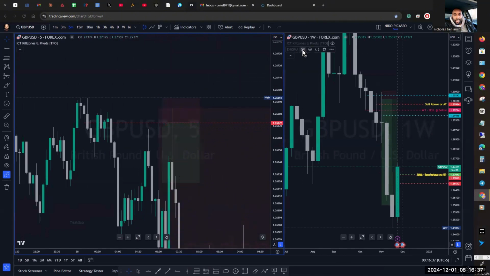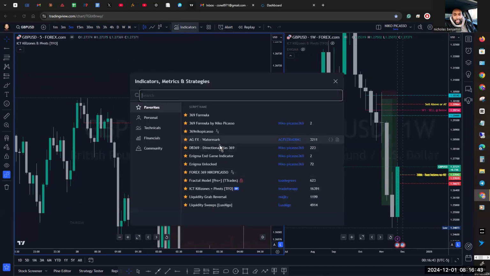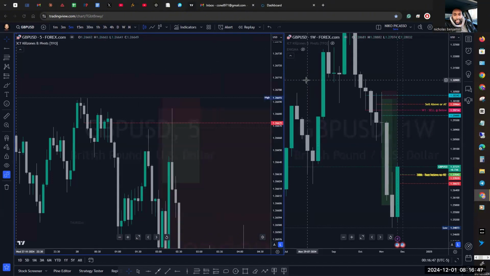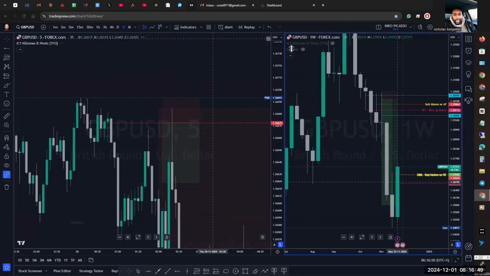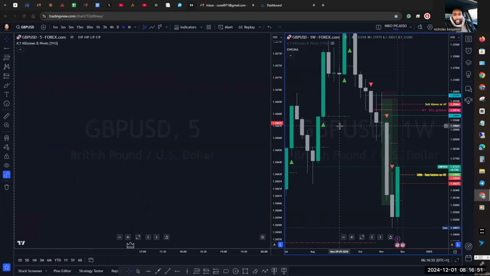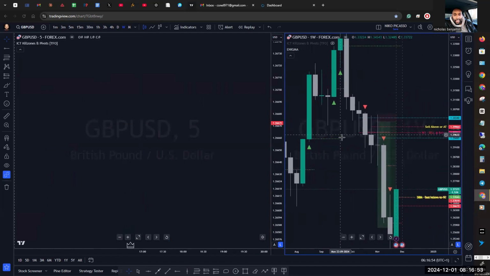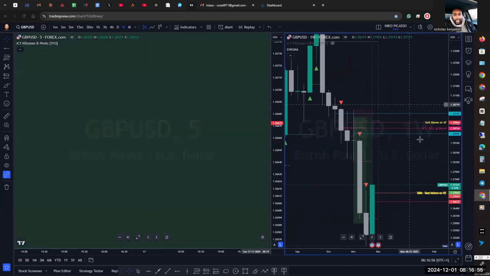So I did create an indicator to identify that. It's called the Enigma. If you go to the indicators, you just search for Enigma unlocked, and I'm going to give you a quick tour of what it does. So what it does, it's identifying every single candle body that closed above a previous candle low. So you see it placed the arrow here. Why? Because this candle is responsible for breaking the previous candle low.